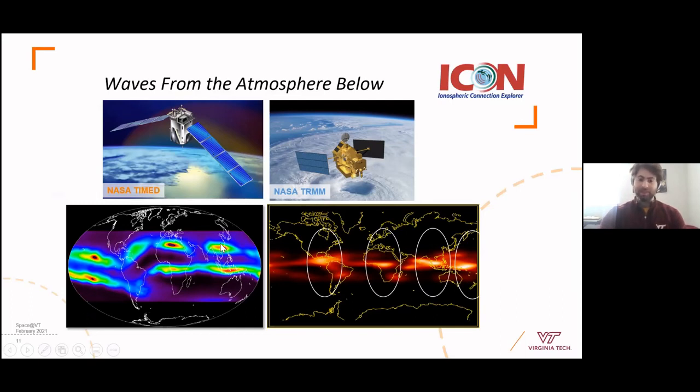Now the plot on the left is data from NASA TIMED, and this is showing us generally ionospheric density. And this is from NASA TRMM, which is showing rainfall data. So it's not necessarily something that you would expect to be connected, but they are connected by a mechanism which is the solar tides. And we don't really have much time to go into the details of tides here. That would be a talk in and of itself.